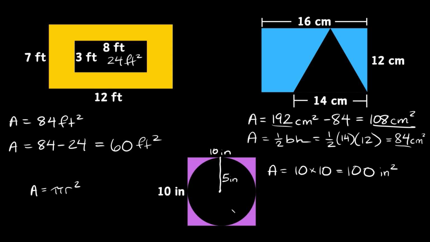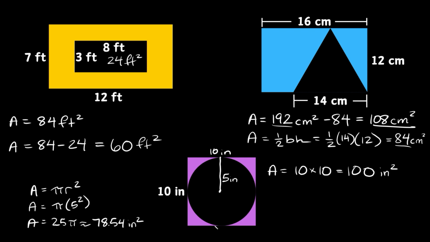So the area of the circle is equal to pi times the radius, which is 5, and that's squared. Now 5 squared is equal to 25, so the area of the circle is equal to 25 times pi. And if you plug that into your calculator, you'll get that this is approximately equal to 78.54. And again, this is inches squared.